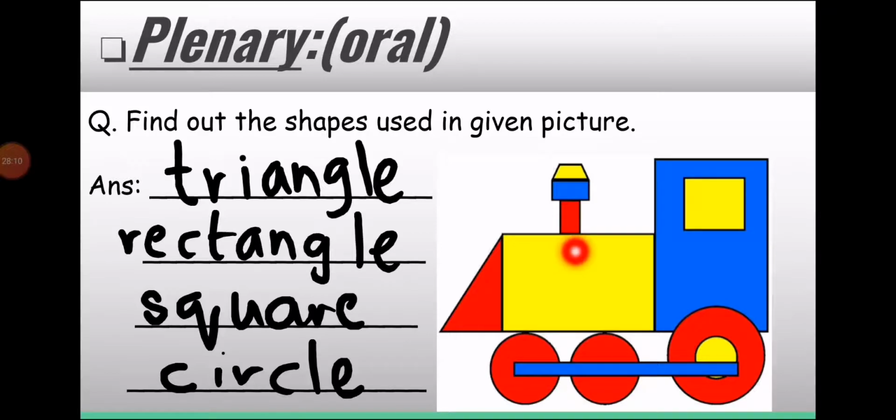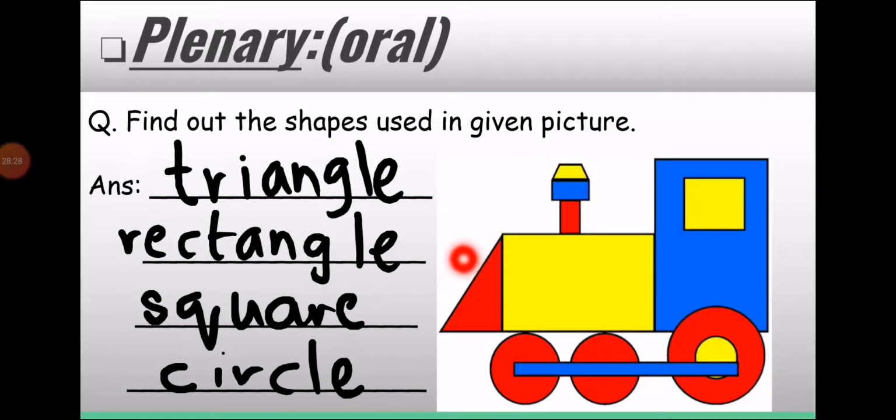So can you count the triangles? There is 1 triangle. How many rectangles? 1, 2, 3, 4. 4 rectangles are here. How many squares? 1 square. How many circles are used here? 1, 2, 3, 4 circles are used here. So this is the engine which is made up of different 2D shapes.